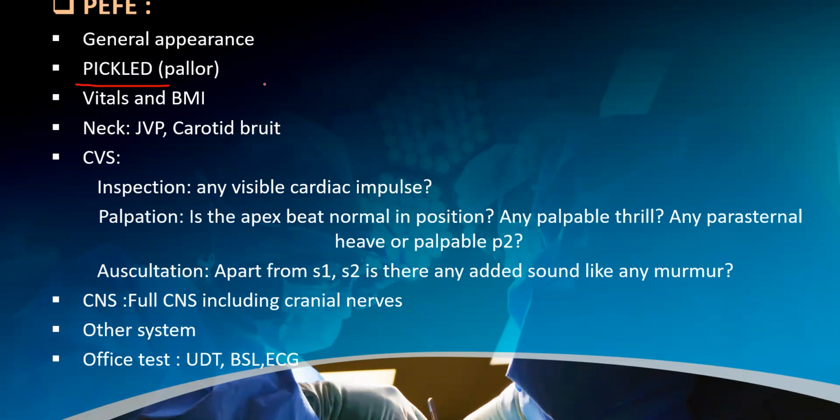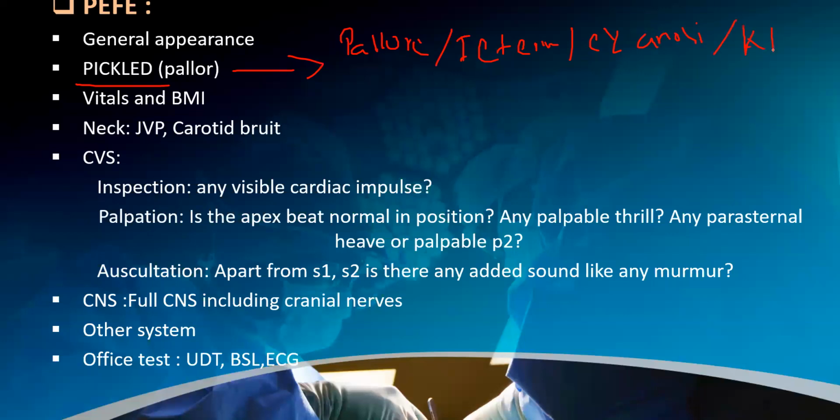What is PICKLED? PICKLED is a general appearance finding, or general examination, that we do. P means pallor, that means anemia. Then you have I for icterus or jaundice, C for cyanosis, K for clubbing, although I know that should be C, but just remember clubbing is K, L for lymphadenopathies, E for edema, and D for dehydration.